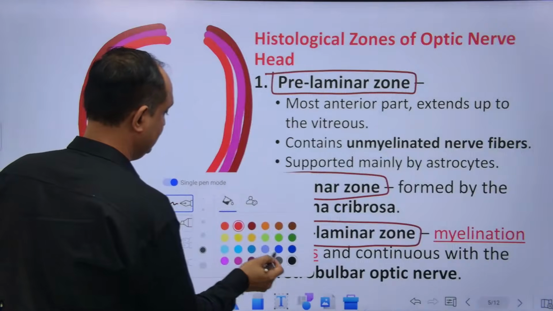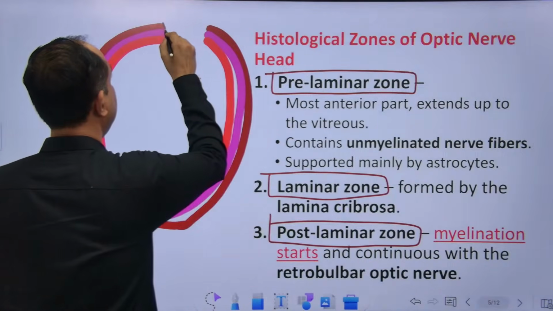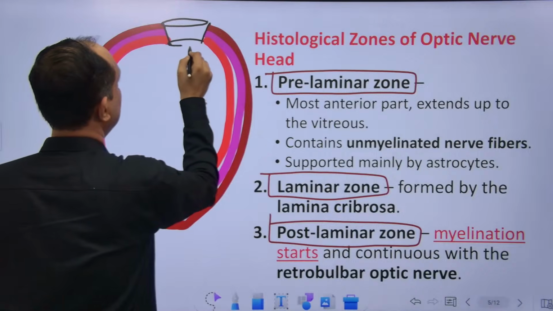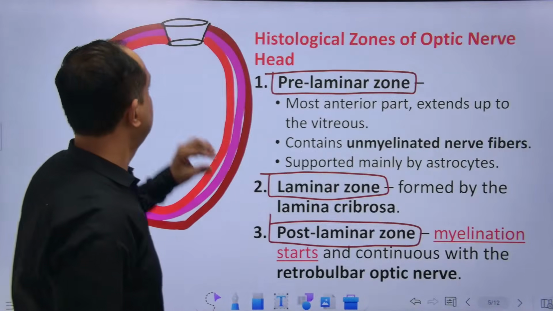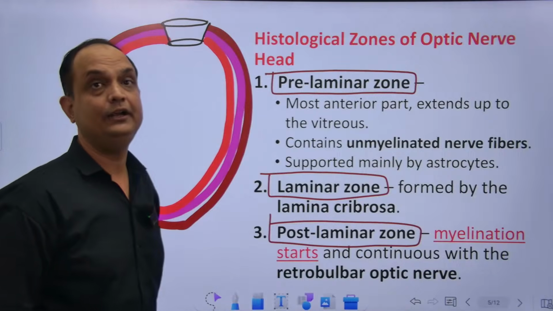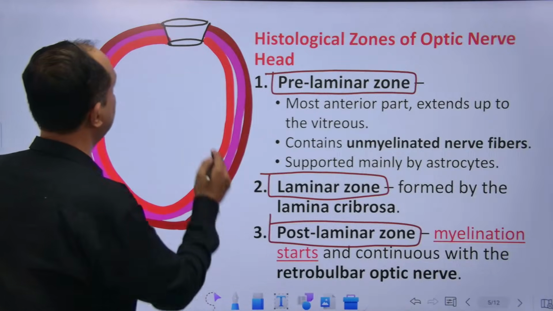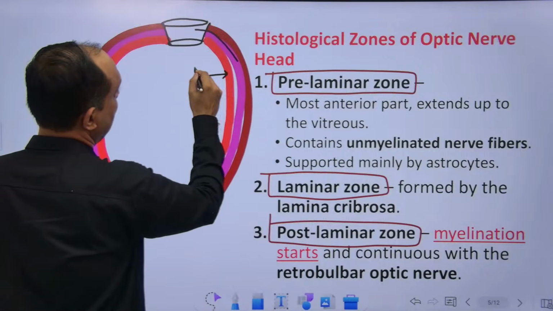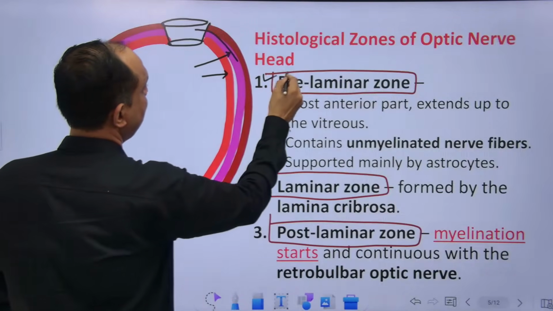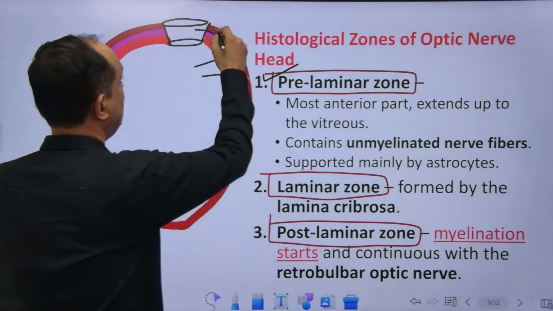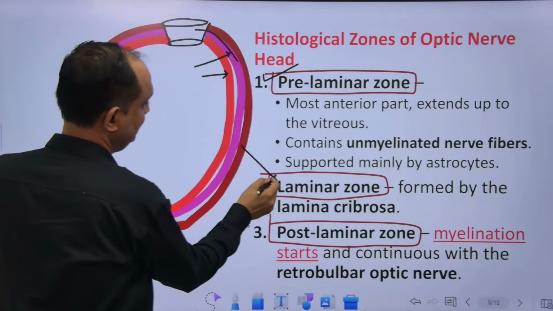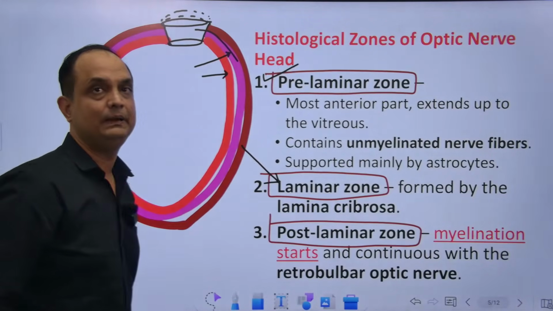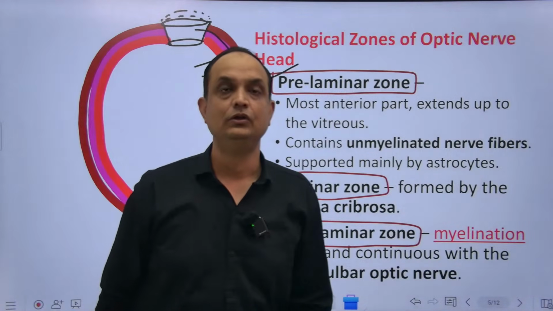Now there is a gap between these layers, and this circular area is known as the optic head. This optic head area is divided further into three zones. The inner two layers, that means the retina and the choroid, are termed the prelaminar zone, the outer sclera is termed the laminar zone, and then the adjacent part here is known as the retrobulbar or post-laminar zone.